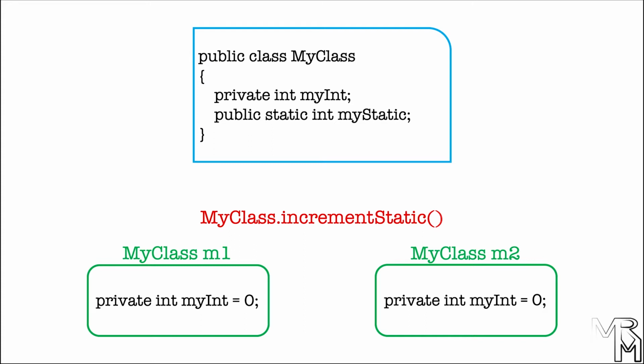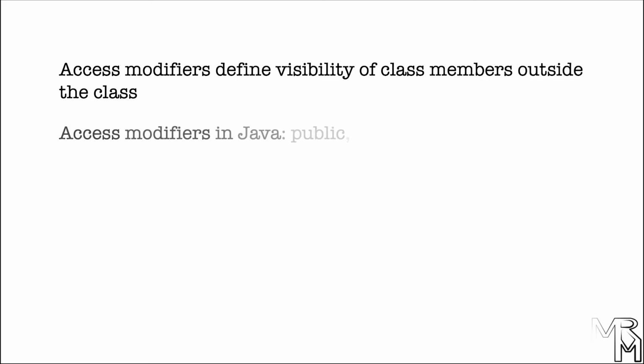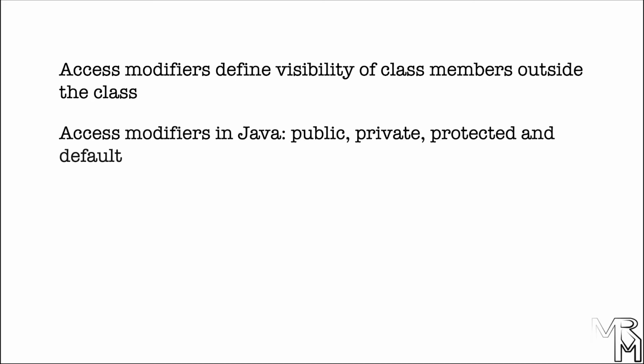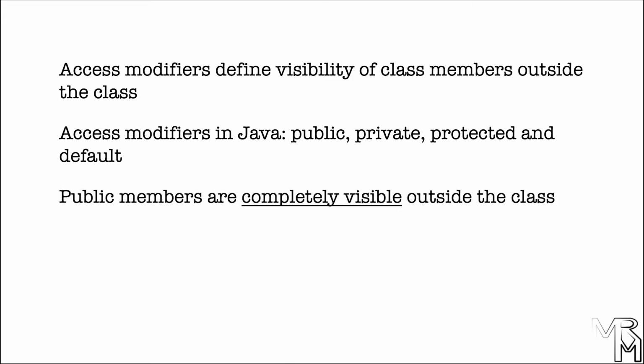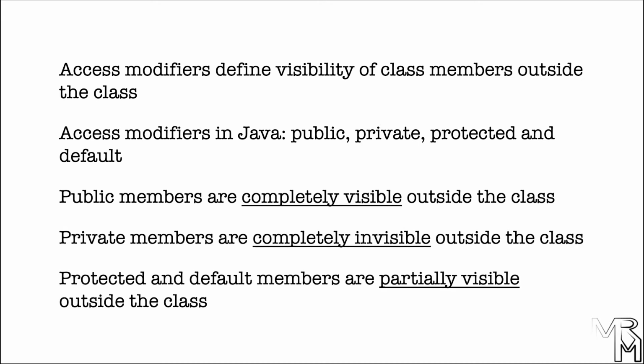Before we move on to a more practical part of this video, let's summarize what we have covered so far. Access modifiers define visibility of class members outside the class. There are 4 access modifiers in Java: public, private, protected, and default. Public members are completely visible outside the class. Private members are completely invisible outside the class. Protected and default members are partially visible outside the class.